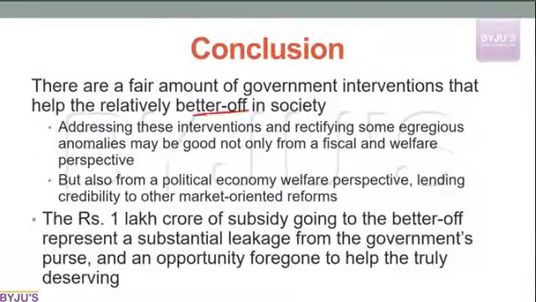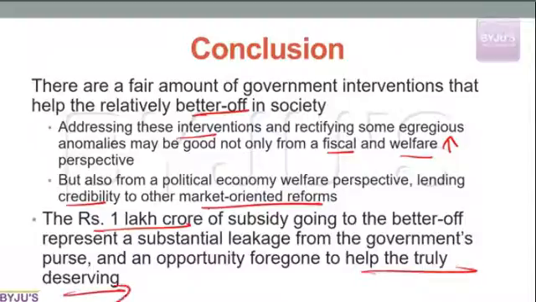So overall, what is the conclusion? A lot of the money is going to the better off. We have to address it, and that is very important. And there are two reasons for this. One is that the fiscal cost of the government comes down, welfare provided by the government goes up, and also the credibility of the government increases in two ways. One, people start trusting the government more. Second, other market oriented reforms also improve. So this 1 lakh crore is a big leakage, and it could have been used for helping the more deserving people. So that is the overall discussion of the bounties to the well-off.